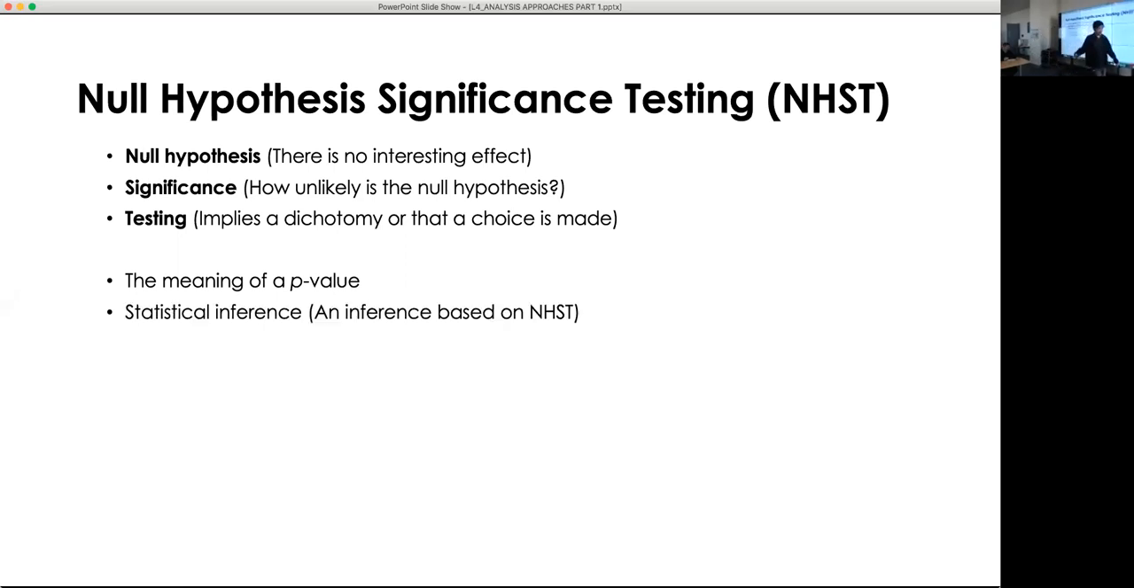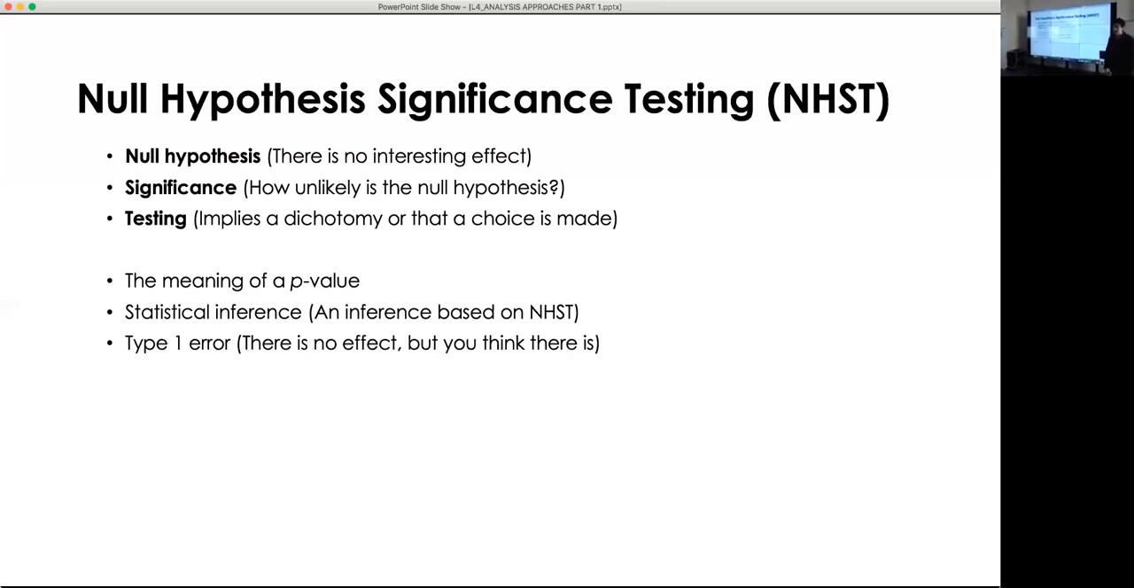So you may hear other jargon, statistical inference. That's just a fancy term for constructing these p-values and using them to interpret your data. And other basic jargon and terminology, type 1 error. So there is no effect, but you think there is. Like you draw a little hotspot even though there's not actually an effect there. That's very common, and it's also termed false positive. You have a positive result, but it's actually not true.